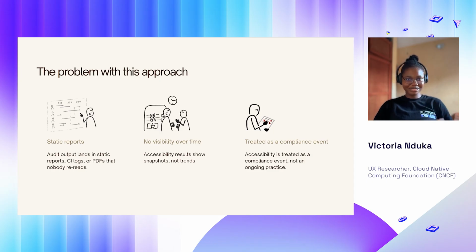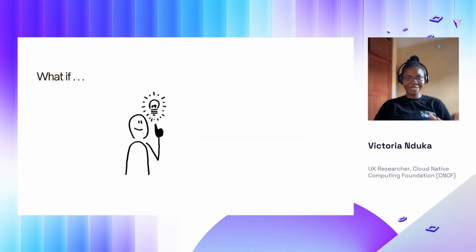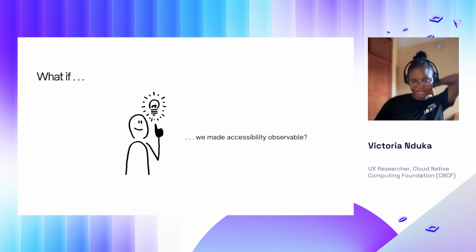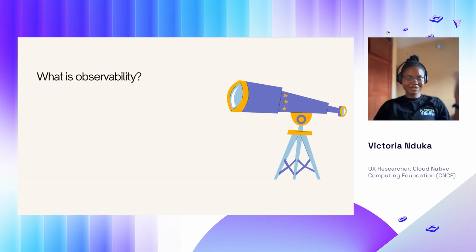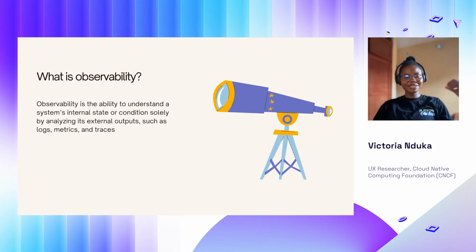We don't want to be left behind. So, what if we could make accessibility observable? Now, what does that mean? What is observability? Some of us are familiar with this, but for those of us who aren't, observability is the ability to understand a system's internal state or condition solely by analyzing its external outputs, such as logs, metrics, and traces.